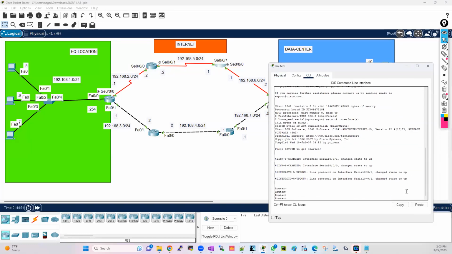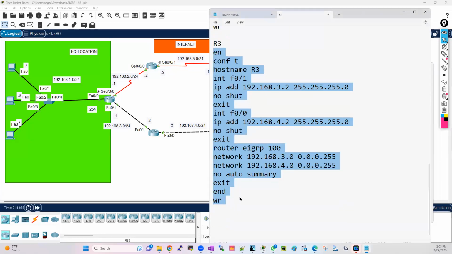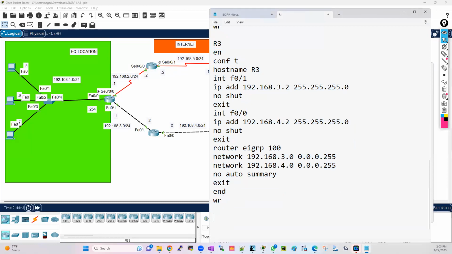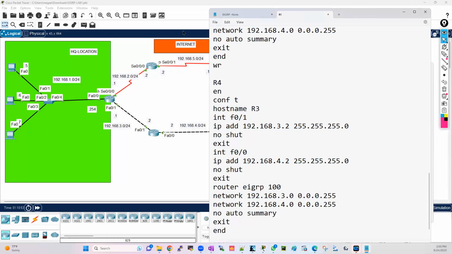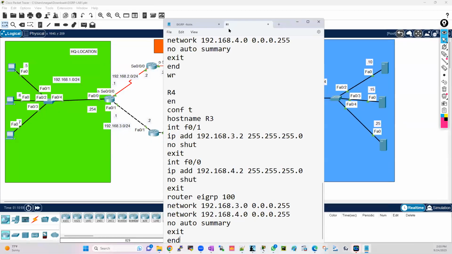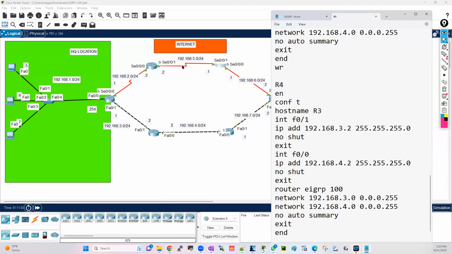CLI is up and running. Okay. We go to the notepad. Router 4, R4. I will copy this configuration, come down here, paste it. Okay, we modify. Router 4 has serial cables. So interface serial S0/0/1. The IP address is .5.1, and the subnet mask is the same thing.